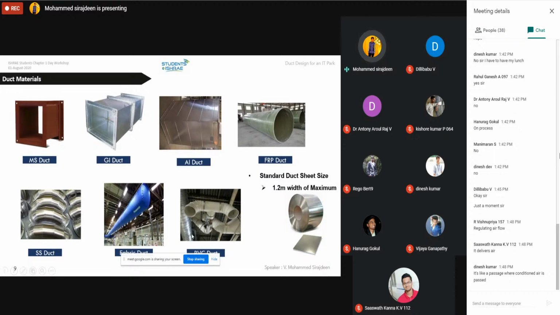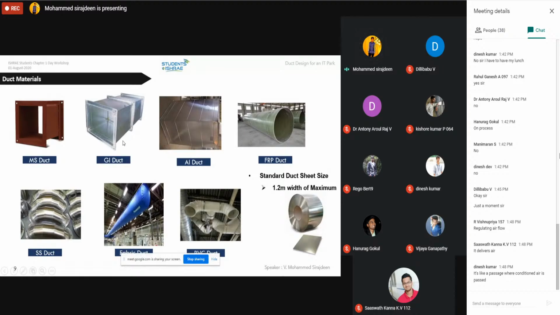Then the PVC duct. PVC duct is also based on the process requirement, but it is mainly used for return air duct or exhaust air duct from toilets or any stringent places. We cannot use a steel duct there. There we can use PVC ducts.